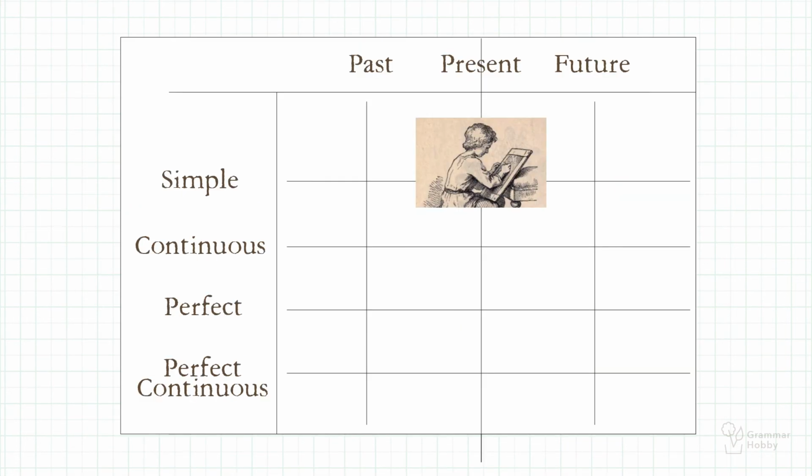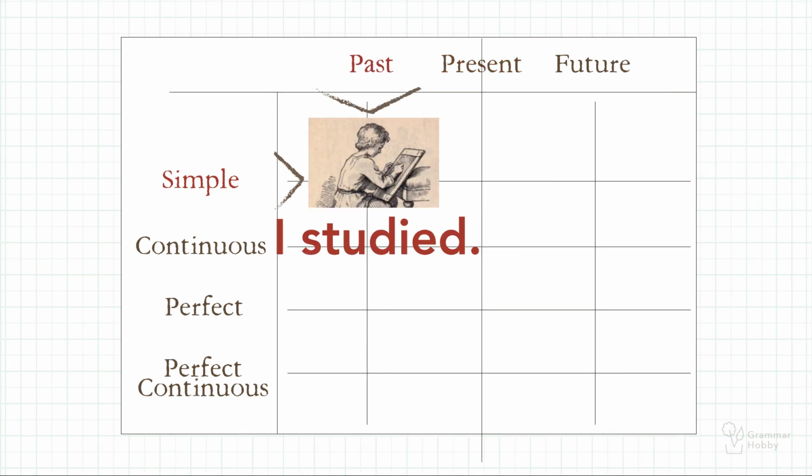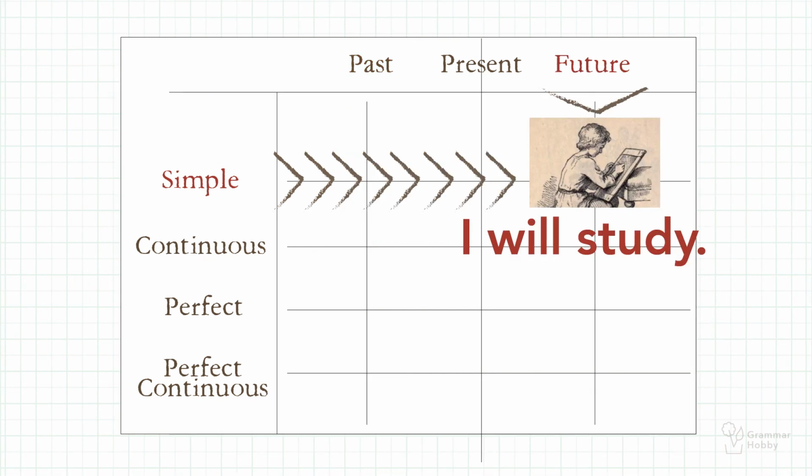To understand this, imagine yourself as the person that is studying above. So if you are this person, in simple and in present form, you are in fact and say, I study. If it's a fact that you studied at some time in the past, you say, I studied. And again, if it's a fact that you are just about to study tomorrow or anytime in the future, you say, I will study.